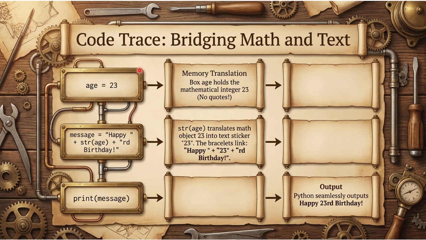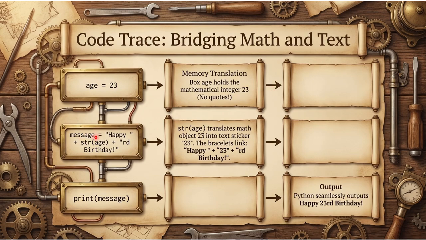Next we move on to the trace of it, like how it does that. First we have the variable age is equal to 23, so 23 gets stored in this age variable, which is what is written over here. Memory translation: box age holds the mathematical integer 23 without any quotes, so it's stored as an integer. After that, nothing has been printed, so nothing is on the console yet.